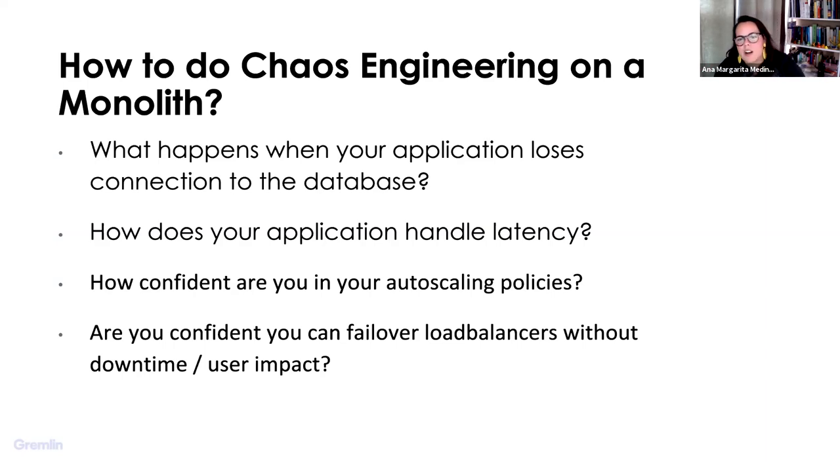But to touch base on how you do chaos engineering on a monolith, you can actually be very specific when you implement your experiments. You can think about what happens when your application loses connection to a database, or when it starts talking to an API. By getting the ports that those applications use, you can implement an experiment of closing that port and see how the application handles that, whether it was a latency, an error, or anything like that that can happen. Being able to handle latency, especially in monoliths, is really, really important.